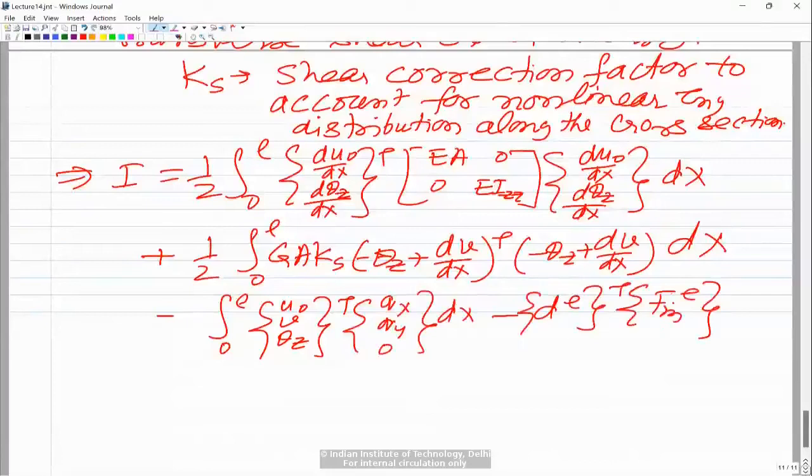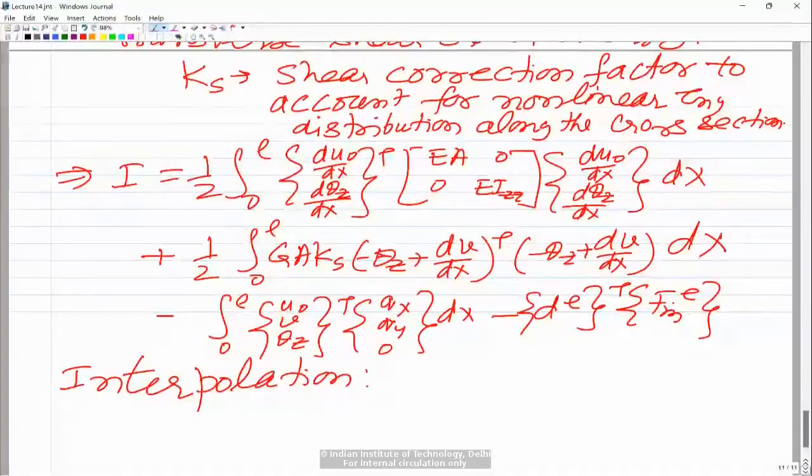So now once you have this integral functional, the next thing in the finite element formulation, as you know, is the interpolation. So how do we interpolate? The variables are three: u naught, v, and theta z. So we are going to interpolate these three variables. We have discussed earlier, if you remember, there are three conditions. We need to look at the differentiability requirement. If you look at the integral functional, the highest order derivatives of all the three variables u naught, v, and theta z are first derivatives. So whatever we assume as an approximate solution has to be differentiable at least once.